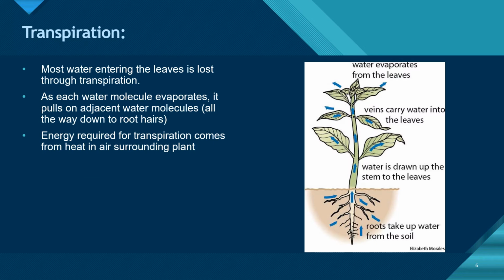Transpiration. If you remember, we talked a little bit about transpiration last time, but essentially most of the water entering through the leaves is lost through transpiration. As each water molecule evaporates, it pulls on the adjacent water molecules, all the way down to the root hairs, and the energy required for transpiration comes from heat and air in the surrounding plant. So there's just a little diagram for you to understand transpiration.